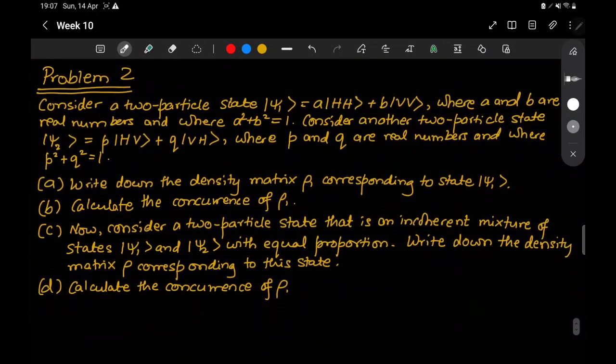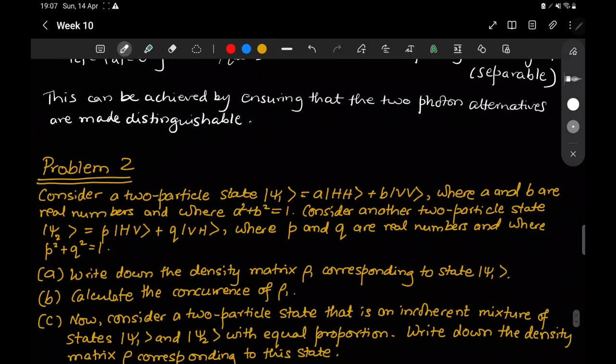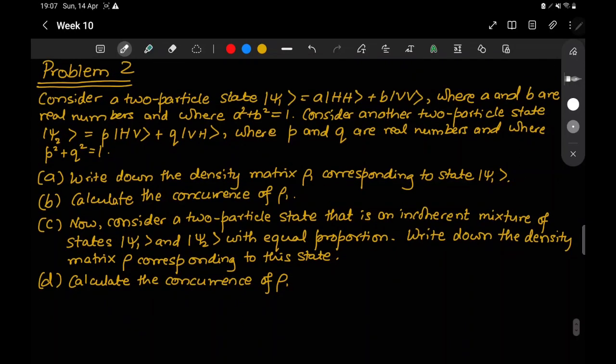So let me first read the question for all of you. Consider a two-particle state psi1 equals AHH plus BVV. This is in the polarization basis, where A and B are real numbers and A squared plus B squared equals 1. This is the normalization condition. Consider another two-particle state psi2 equals PHV plus QVH. Again, P and Q are real numbers with P squared plus Q squared equals 1.